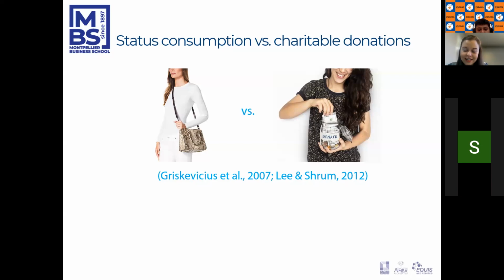And this is also one reason why status consumption has often been contrasted with charitable donation in the academic literature, which treats these two behaviors, status consumption and charitable donation, as opposing ends, meaning that consumers either engage in status consumption or they engage in charitable donation behavior. Okay, so really the opposing ends of a spectrum.